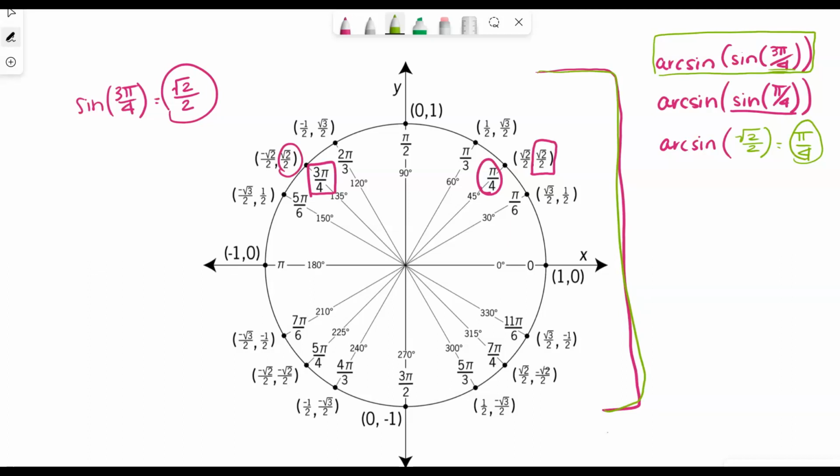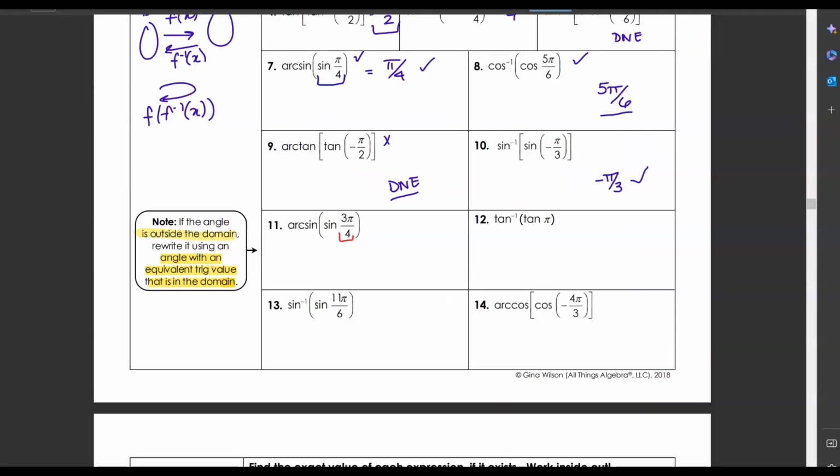All right, we are going to come back over here to our notes, and we're going to see that we're going to rewrite arc sine of sine of pi/4. And then we can use that property, because we're within the domain, that this is going to be pi/4. All right, let's take a look at tangent.